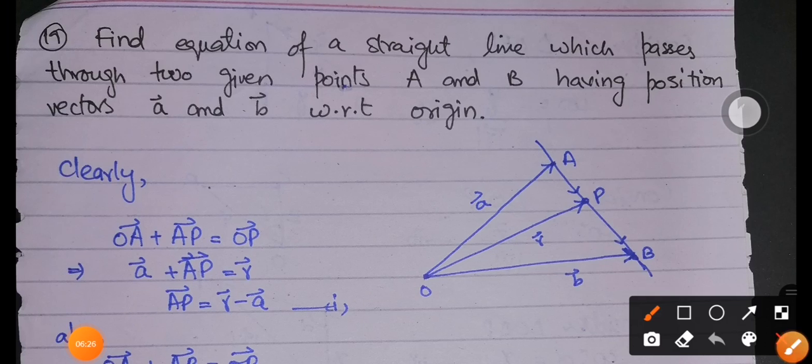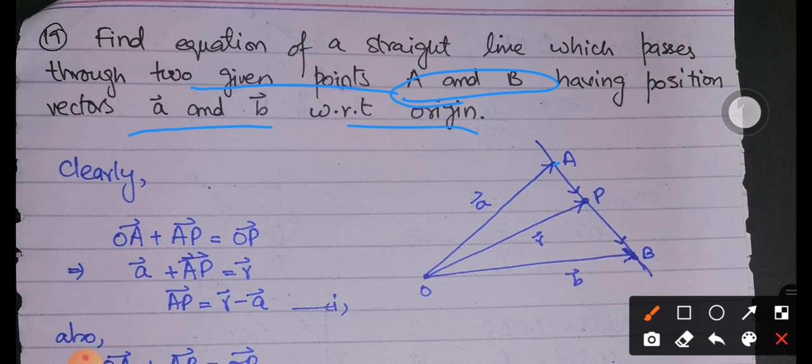Next we have question number 19. Find an equation for a straight line which passes through the two given points A and B having position vectors a and b with respect to the origin. So we are going to find the equation of a straight line in terms of the vectors a and b, which are the position vectors of the points A and B.